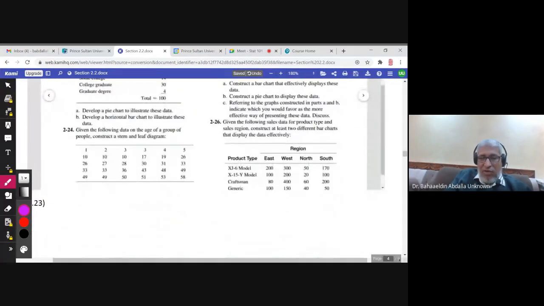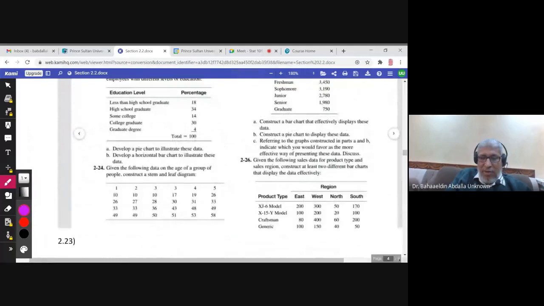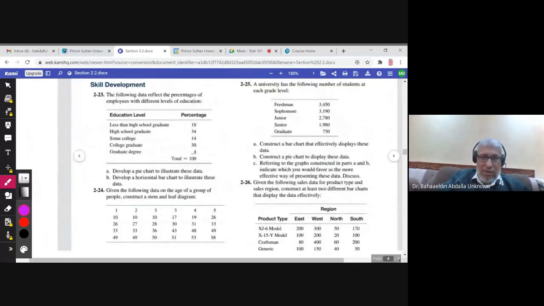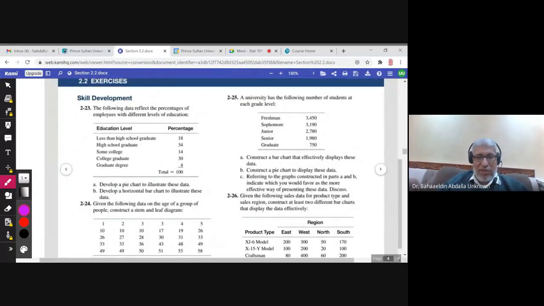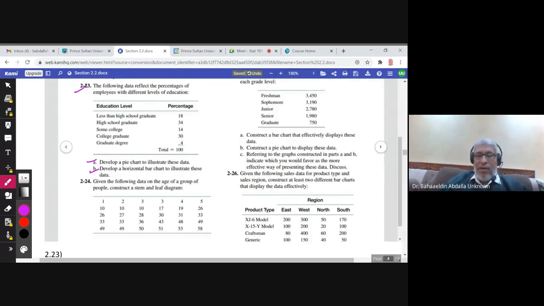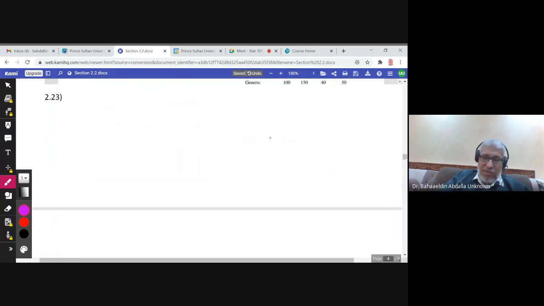Now, let us solve a question about bar graph or pie graph. I leave 223 for you. This is a categorical data. You can develop a pie chart. You can develop a horizontal bar chart. Please, either you try it here or you try the same number in person and practice. It's very easy.